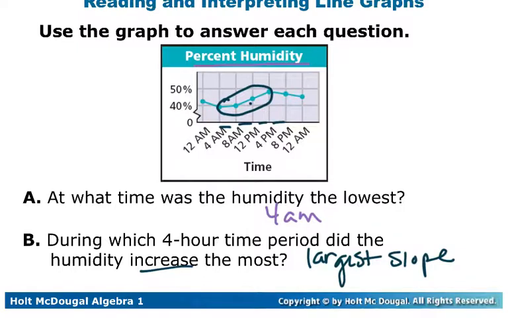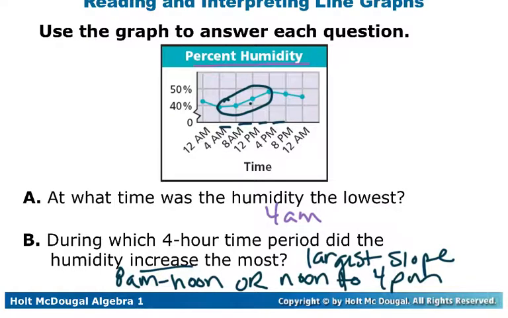it's hard to tell, so if you wanted to say 8 to 12, 8 a.m. to noon, or noon to 4, I think those would work. I can't quite tell which one is taller. I feel like noon to 4, but hey.